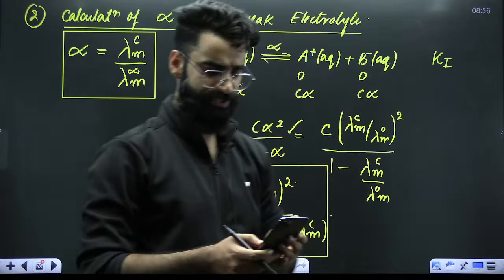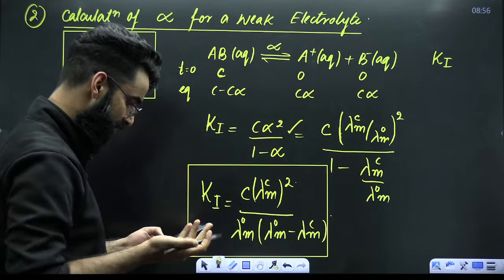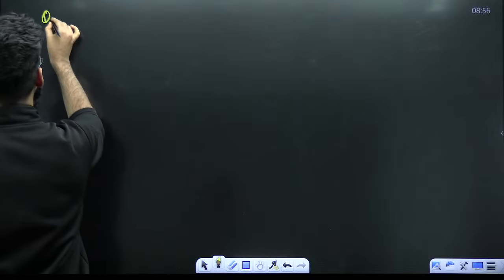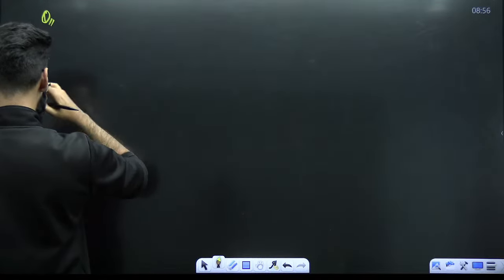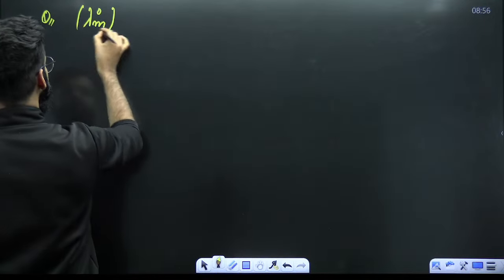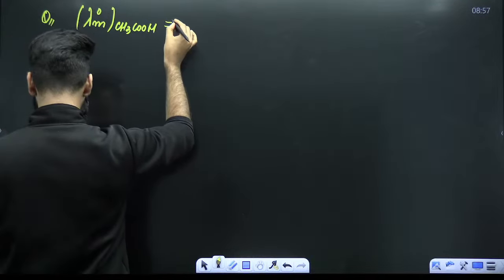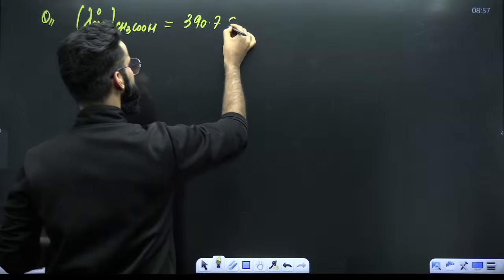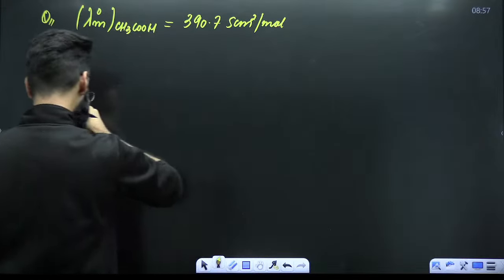Let's try to do a few questions on the same concept. Then only you will understand where it is used exactly. My dear students, I'm going to write a question. The question is like this: the molar conductivity at infinite dilution of CH3COOH is given as 390.7 Siemens centimeter square per mole.